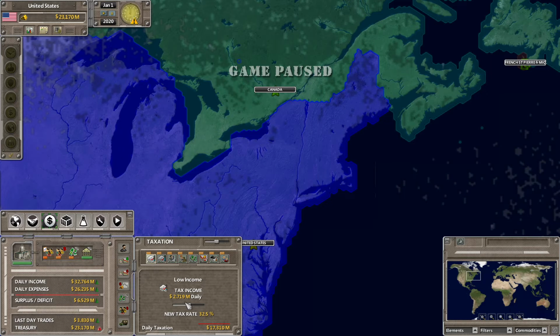Now, low income taxes, that is the poorest of your society. Those are the ones that need the money the most. There's a lot of them, so it results in a lot of money. So you would be hard pressed to find ways to not tax them, but it is possible. I've done it. This tax will hurt your domestic approval rating a lot more than a lot of the others.